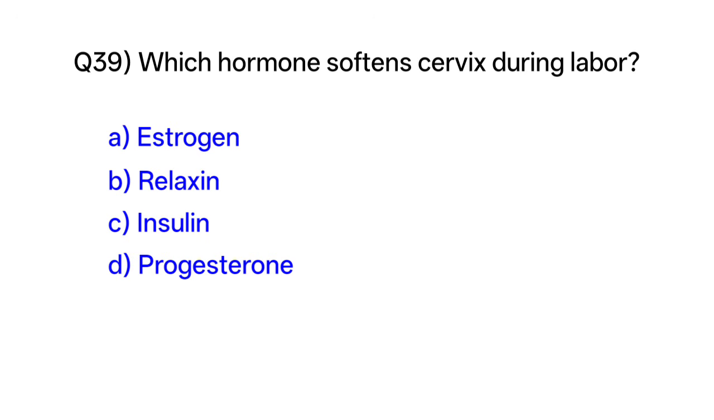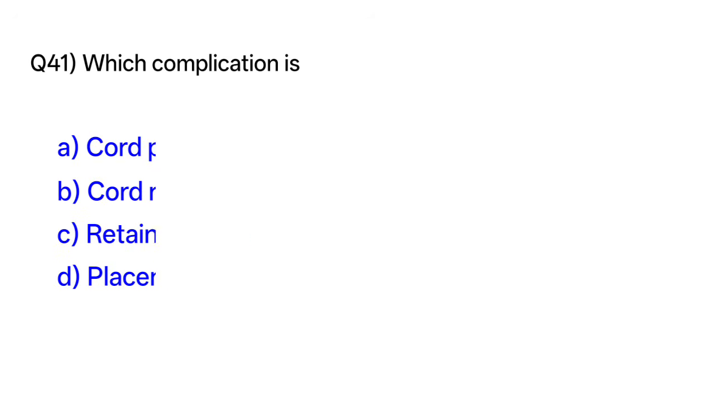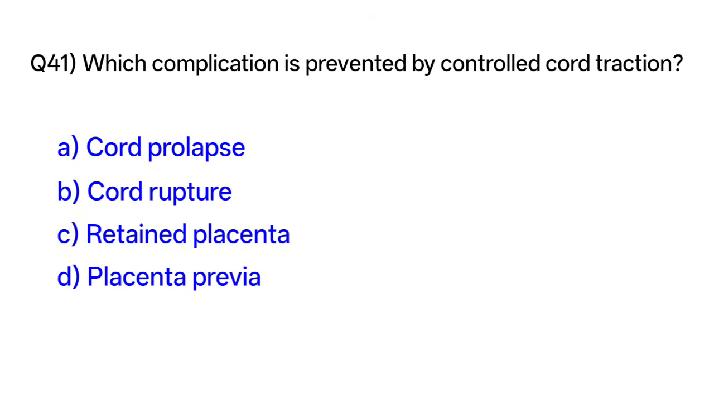Question number 39. Which hormone softens cervix during labor? The correct option is B. Relaxin. Question number 40. How often should a nurse empty the bladder during labor? The correct option is A. Every 2 hours. Question number 41. Which complication is prevented by controlled cord traction? The correct option is C. Retained placenta.